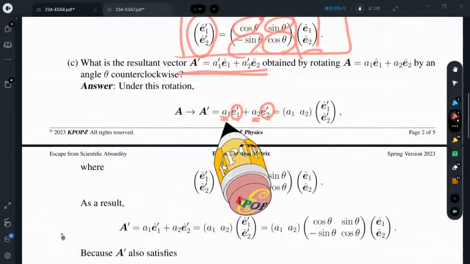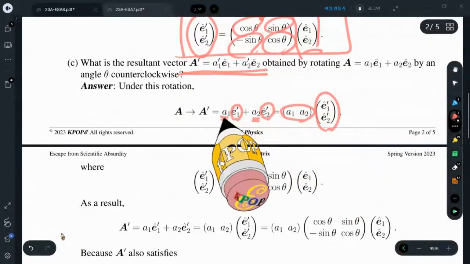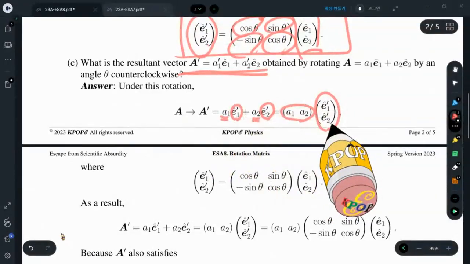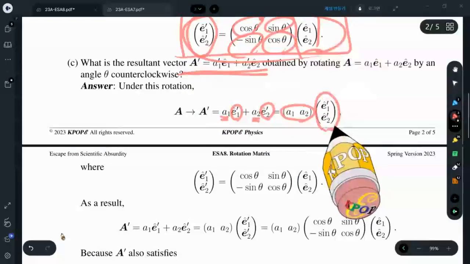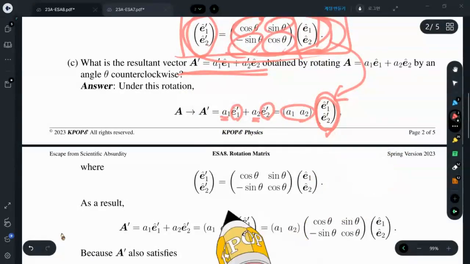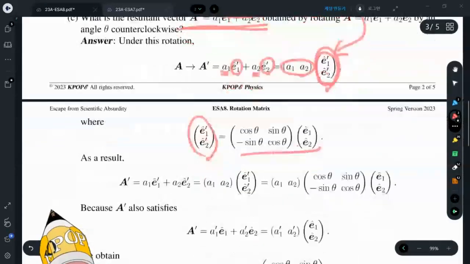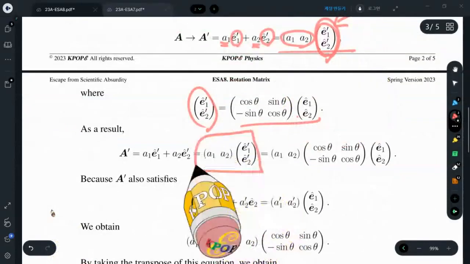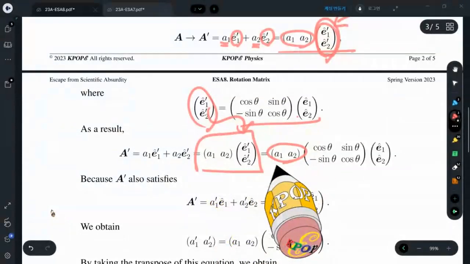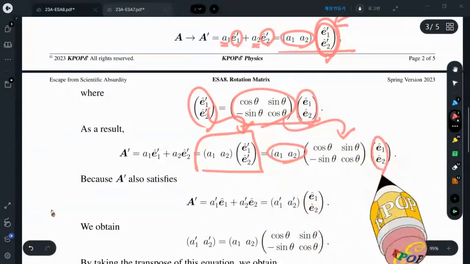Then, by making use of the matrix representation of a vector, a row vector of components and a column vector of the basis vectors, I substitute this value on the right side. Then E1, this is this, and I use this and substitute in here. Then we have a row vector of Cartesian coordinates, the rotation matrix, and then the unit vectors.